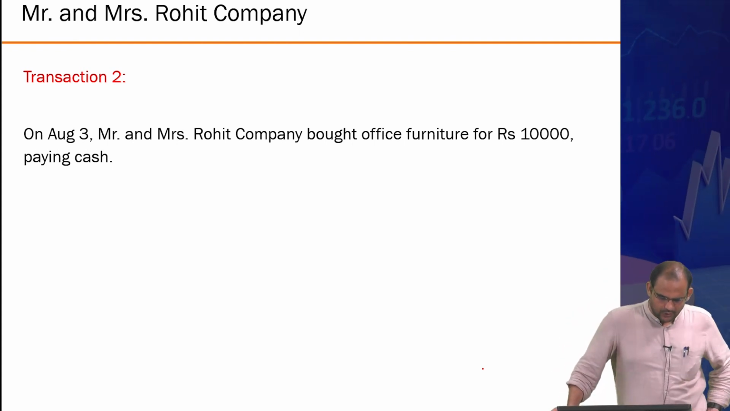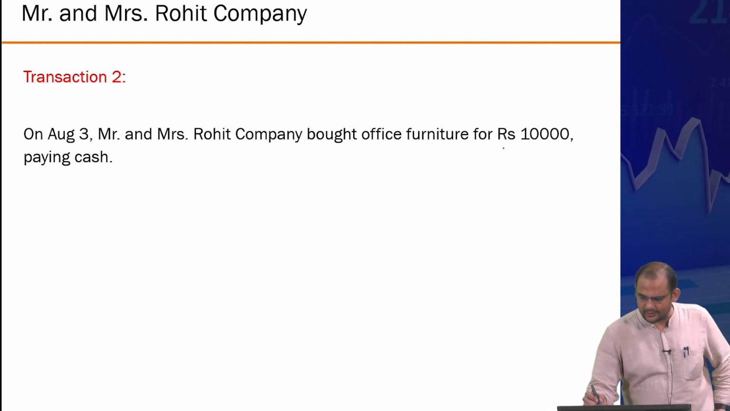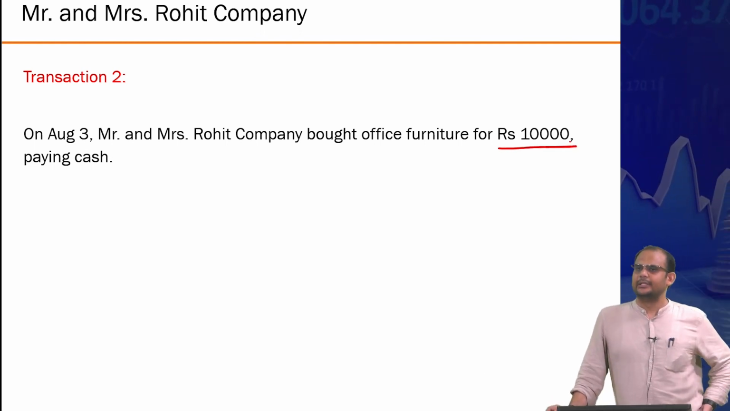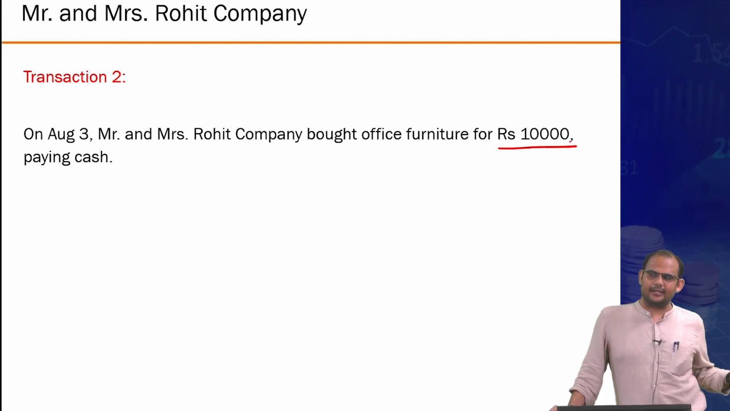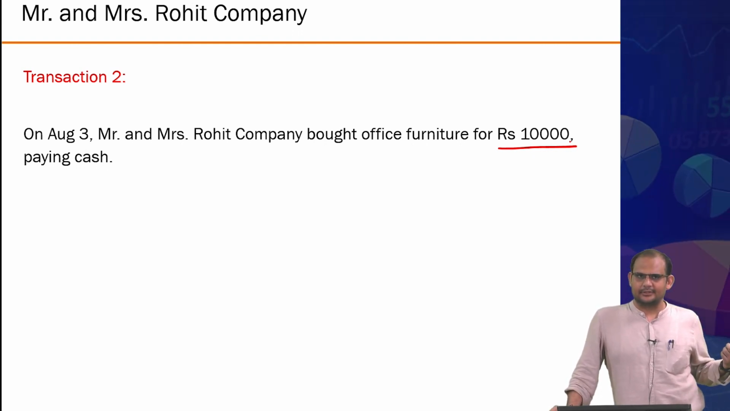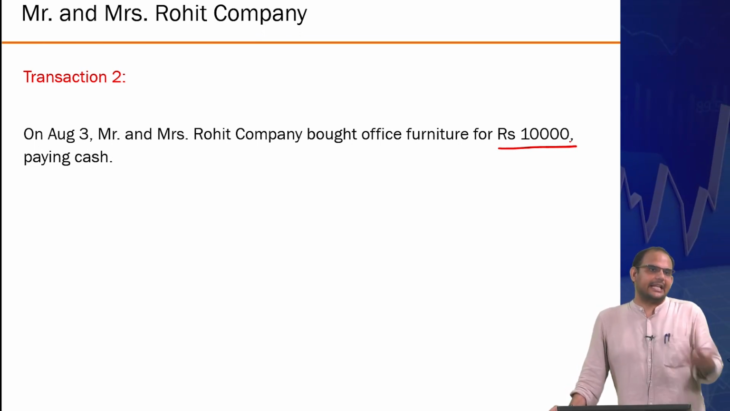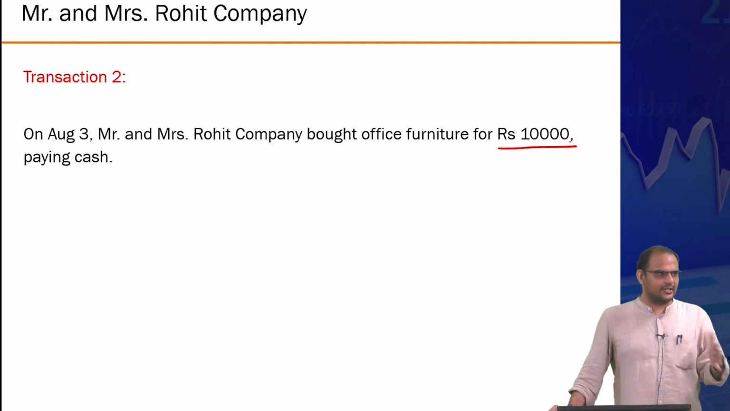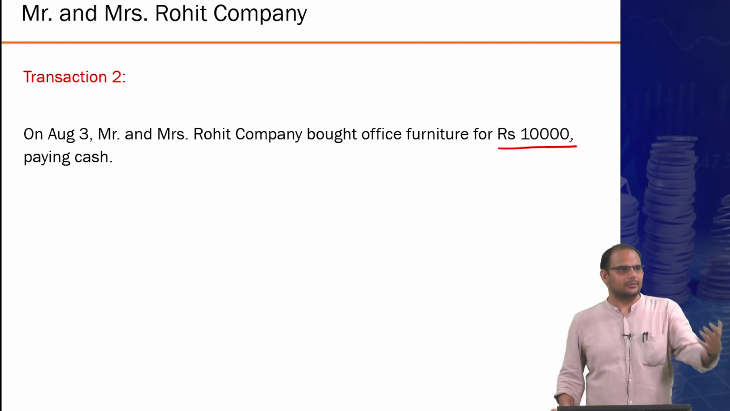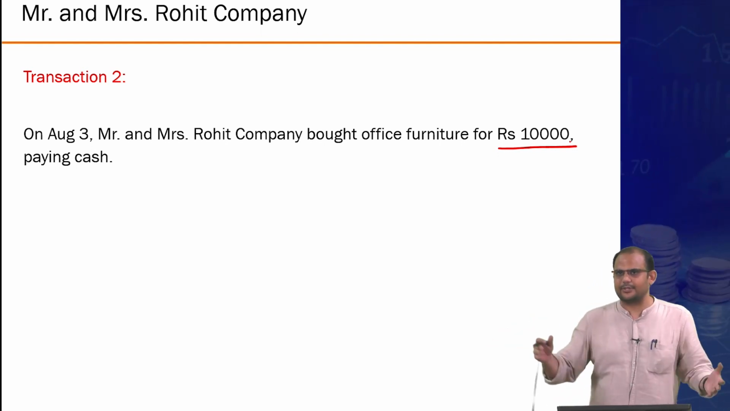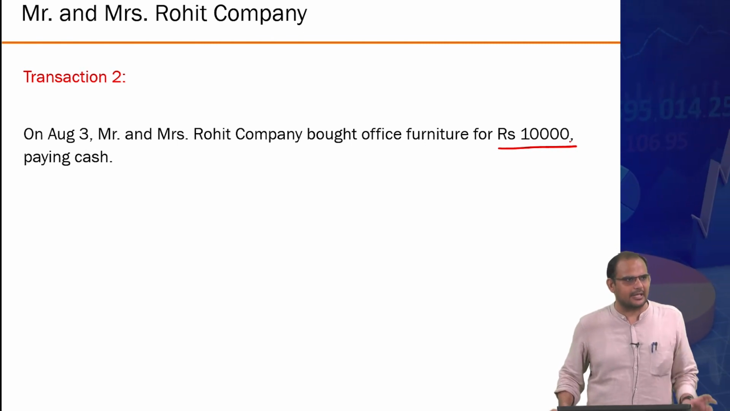Transaction 2. On August 3, Mr. and Mrs. Rohit's company bought office furniture worth 10,000 rupees, paying cash. What happens? Which assets? Cash and furniture. Stock. If they are in the business of selling furniture, then this furniture is stock. If they are not, perhaps it's a property that they need in order to do the business. Mr. and Mrs. Rohit need an office to sit. Otherwise, they can't work. So that's the kind of thing called the company's asset.